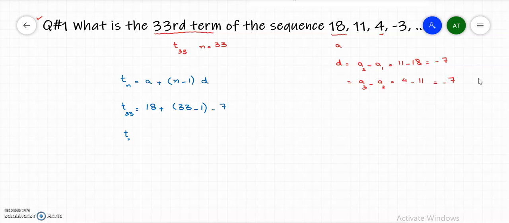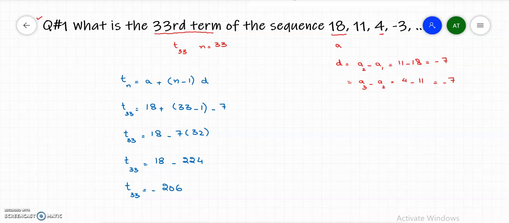So T33 would be equal to 18 plus negative 7 times 32, because 33 subtract 1 would be 32. Okay, negative 7 times 32 would be equal to negative 224. And then 18 subtract 224, we have got the 33rd term, that is equal to negative 206. That is the 33rd term of the sequence by using the formula of the arithmetic sequence.